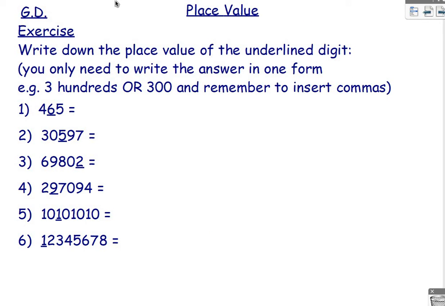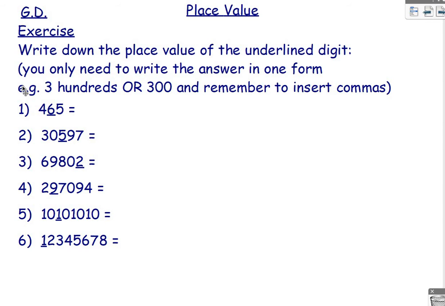Okay, so now I'd like you to go into your little book, please. Put the heading GD, place value, and 3/11/20, 3rd of November 20. So, again, I'd like you to write all of this into your little book, please. The heading exercise, write down the place value of the underlined digit. You don't need to write the next 2 lines down.